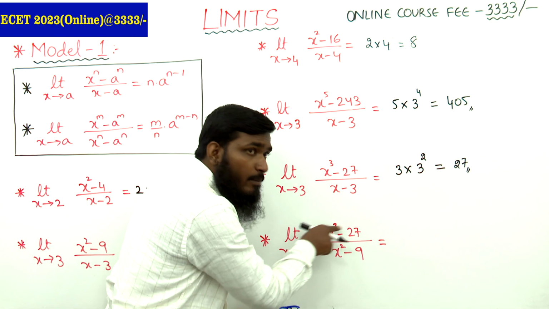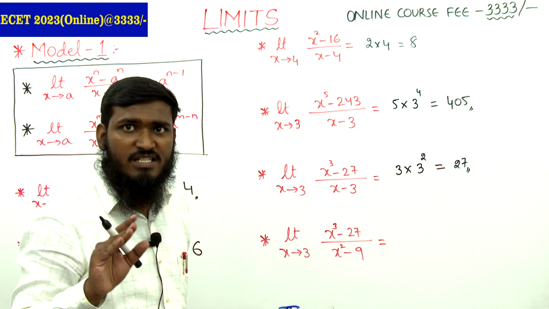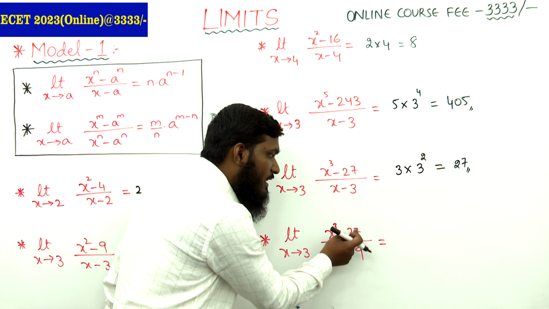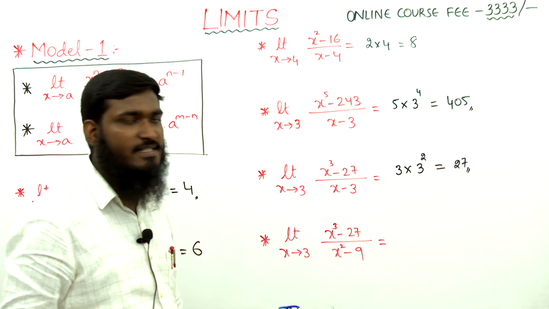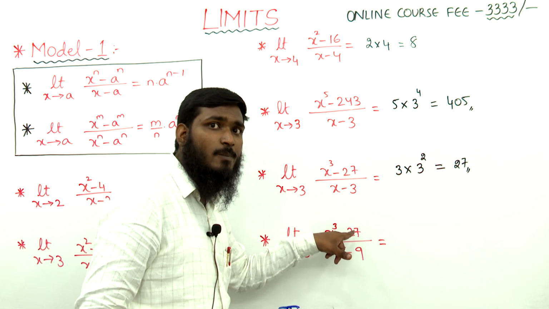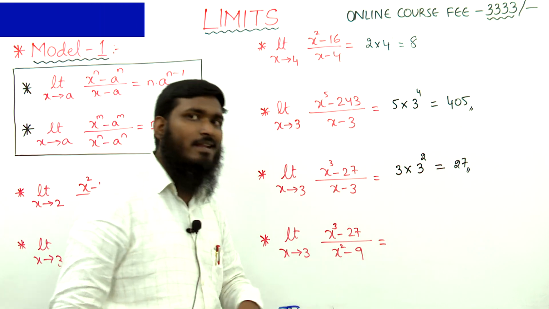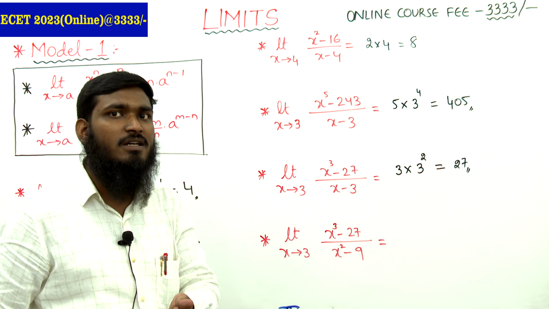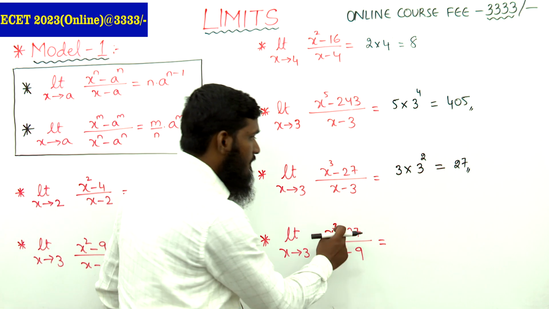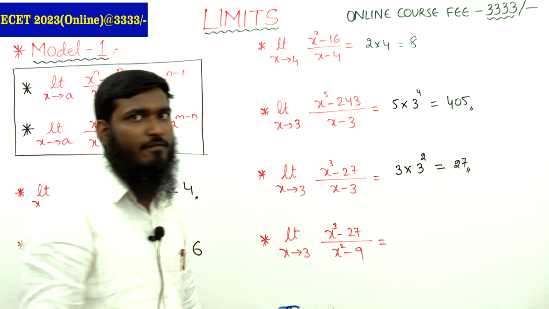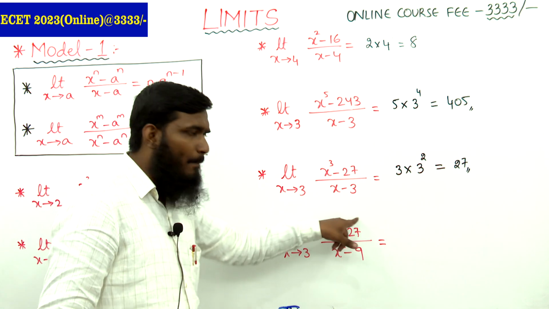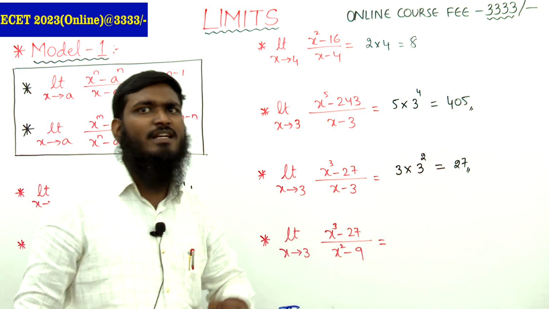Now 27. How can we write 27? The base should be the same over here. We know the a value is 3. How can we make 27 from 3 power? 3 cube, because 3 3s are 9, 9 3s are 27. So we make this part 3 cube. Now 9, how can we write 9 in 3 terms? 3 square. So we have taken 3 cube here and 3 square here. Now we have powers in the numerator as well as in the denominator.